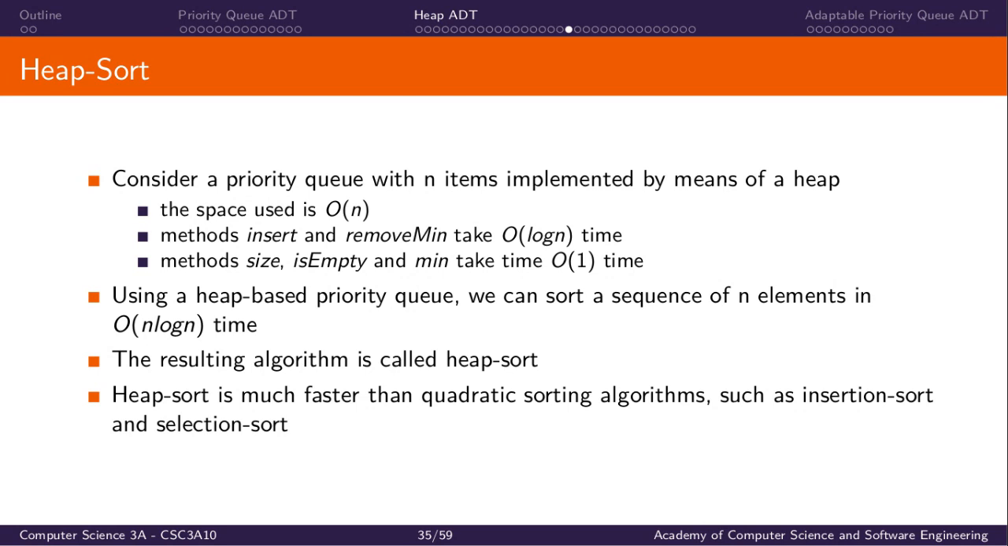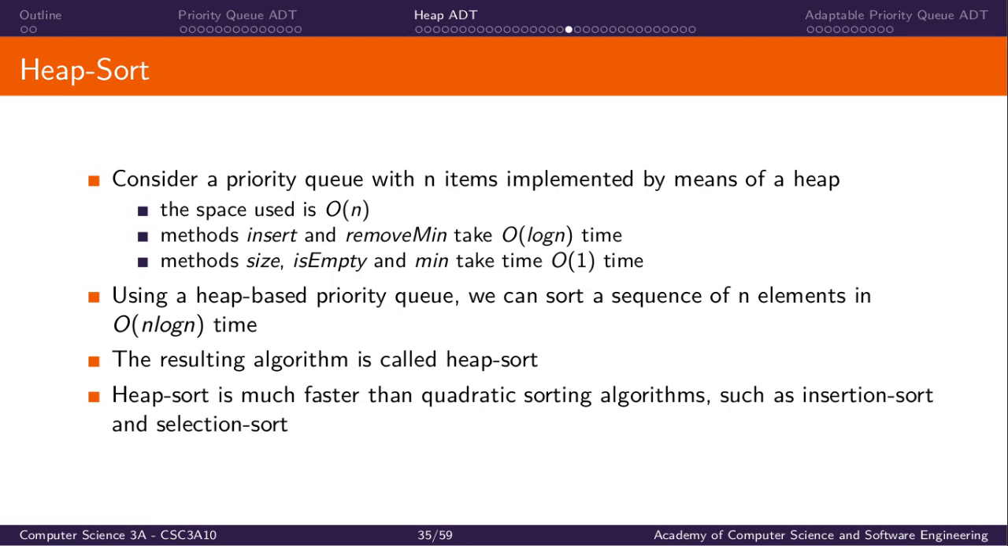We want to consider a priority queue with items implemented by means of a heap, so stored in a heap. The space used is order n because we'll need n nodes in this tree that happens to be a heap. The methods insert and remove min take order log n time. Why? Because of that up heap that may be necessary when we insert a new node, and that down heap that may be necessary when we remove min.